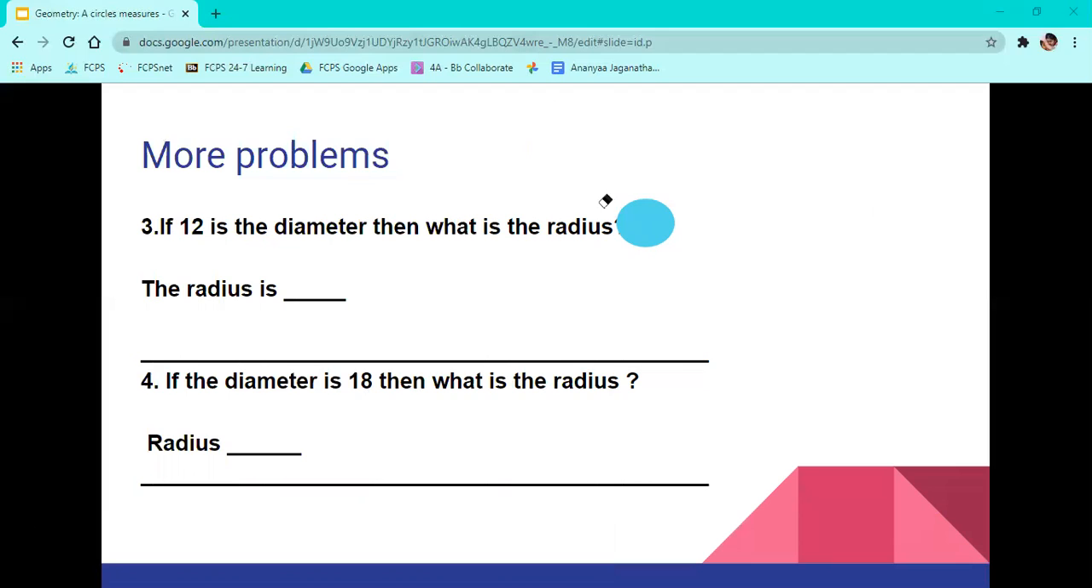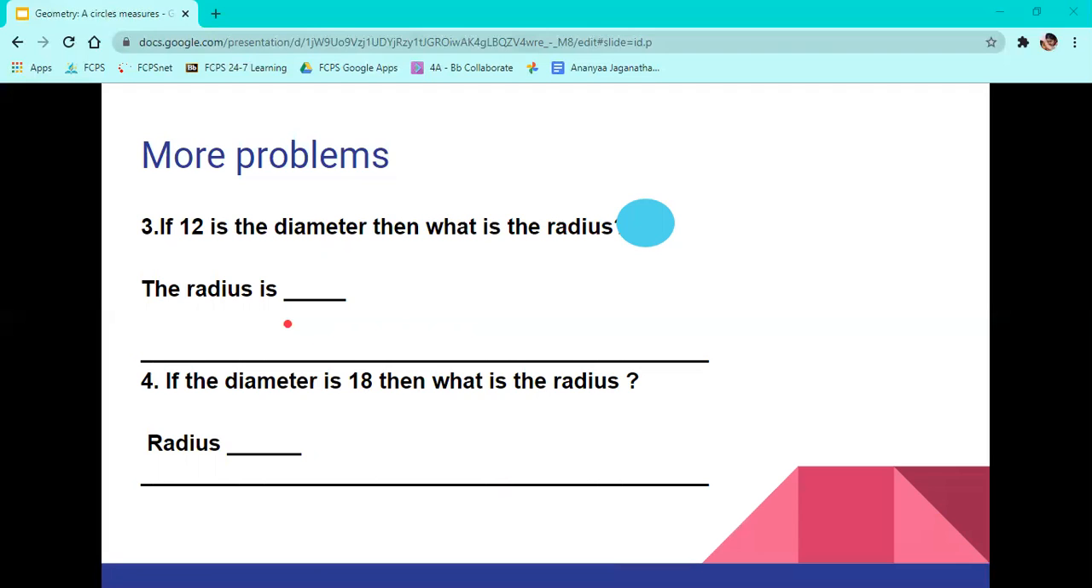Okay, so time has passed. This should be a little easy because you went through all these slides. Number 3's answer is 6. I'm going to read them to you before we tell the answer. If 12 is the diameter, then what is the radius? Remember, when we solve for the radius, we have to divide the number by 2. So when you divide 12 by 2, that would be 6.